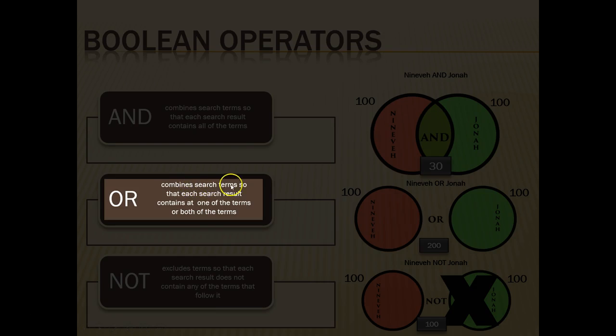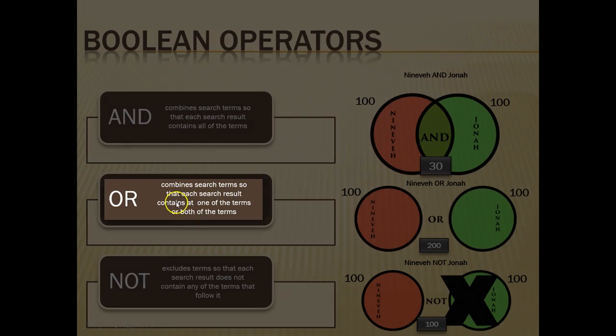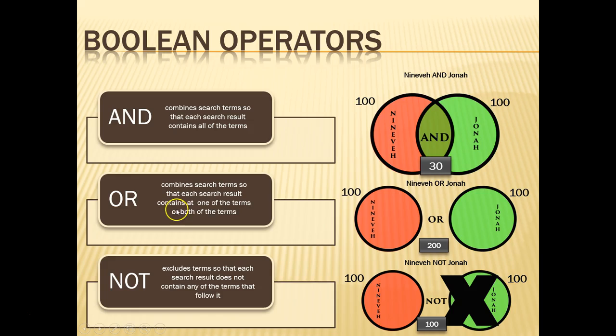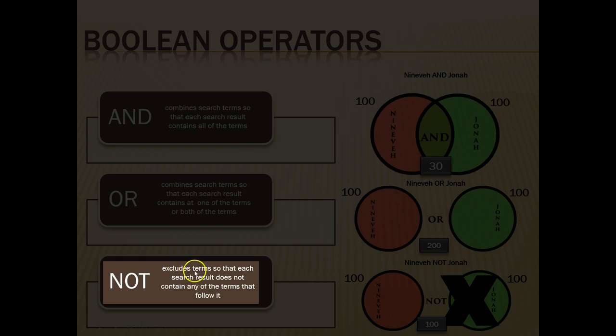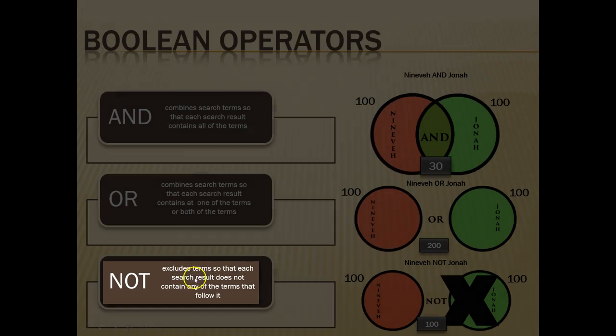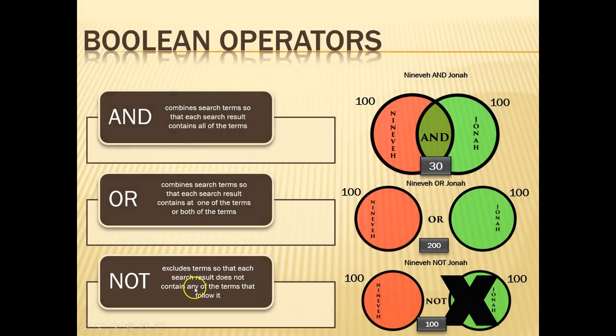OR combines search terms so that each search result contains at least one of the terms or both of the terms. In the diagram, we see that OR basically separates them, giving us a higher number of results. NOT excludes terms so that each search result does not contain any of the terms that follow it. For instance, Nineveh NOT Jonah. So that means that we will only get what's Nineveh and not anything to do with Jonah.